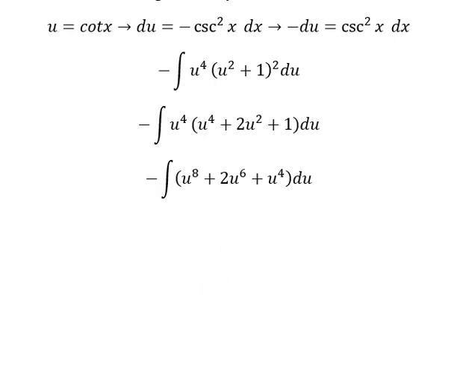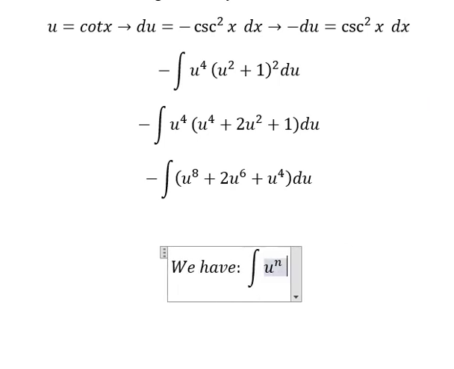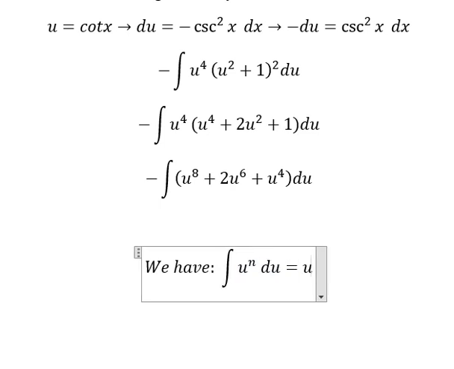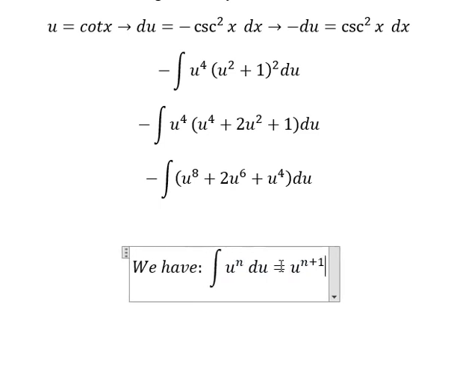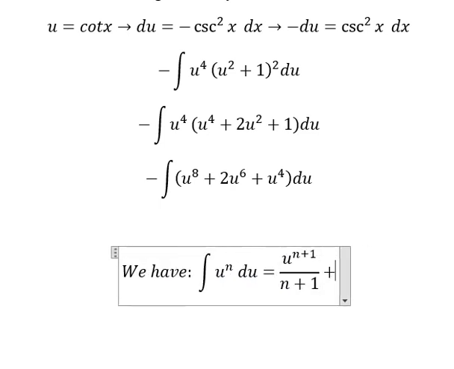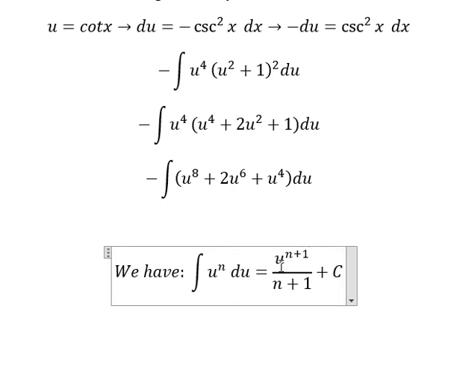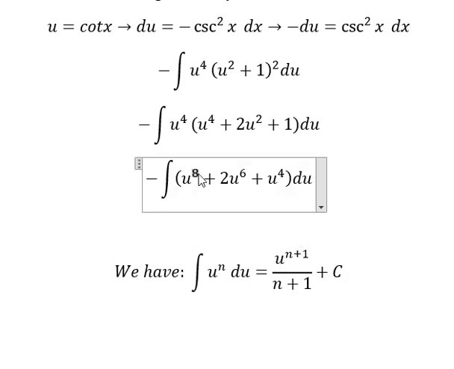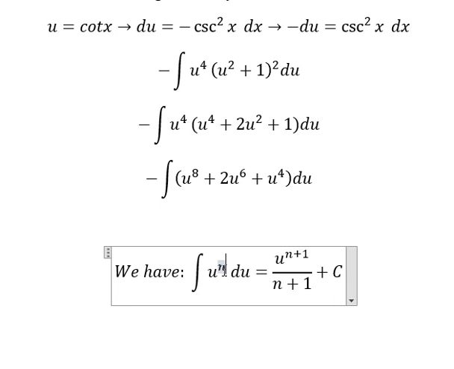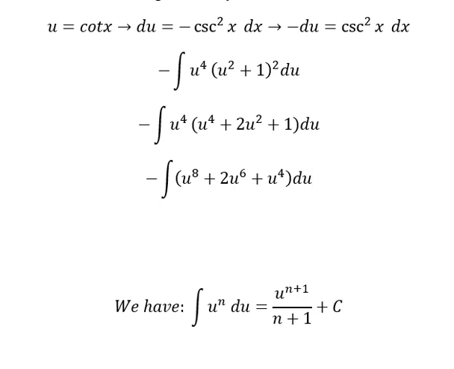Next, we have the formula in here. The integration of u to the power of n du gives u to the power of n plus 1 over n plus 1, and I will put a c. Now, we change it here. So 8 plus 1, we have the number 9. So we have the final answer.